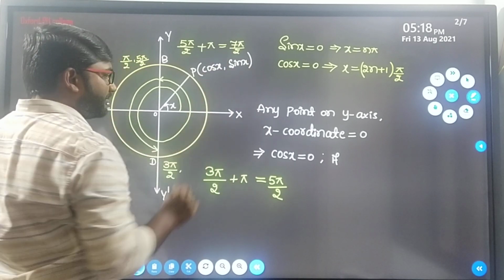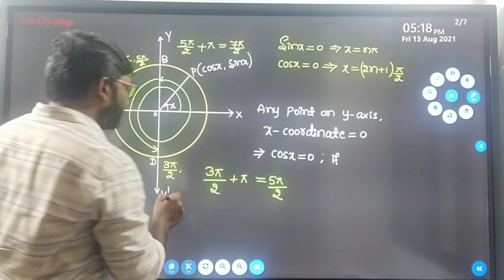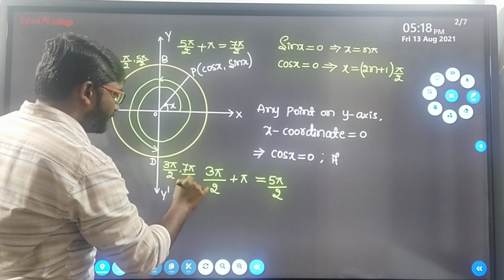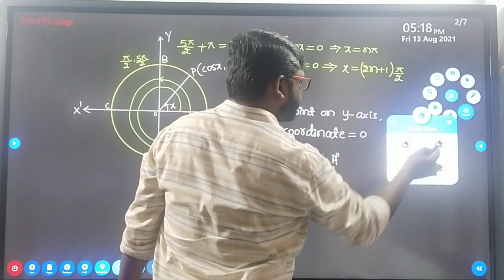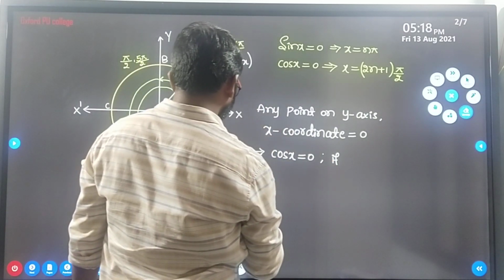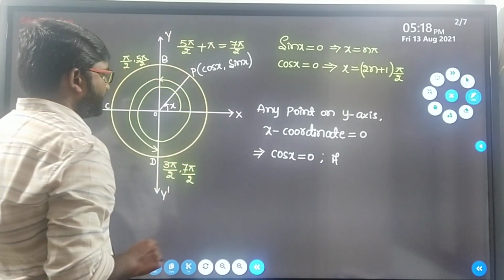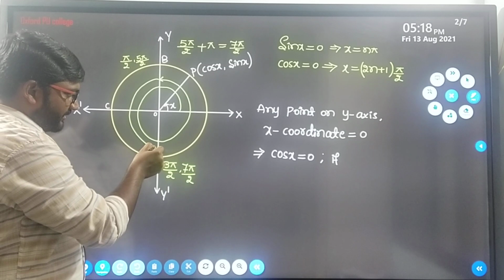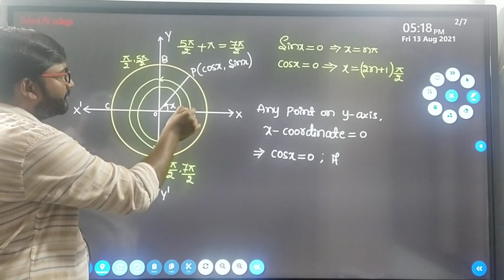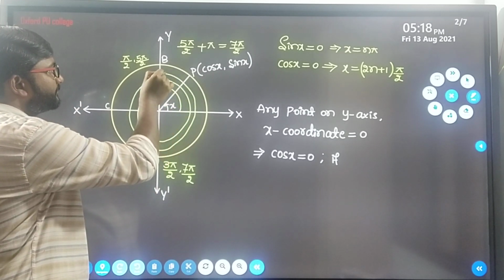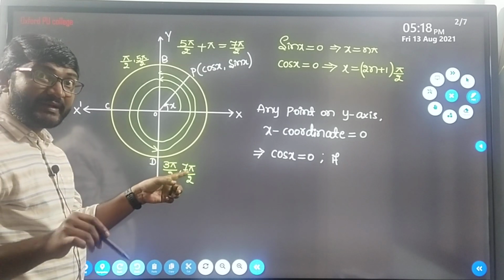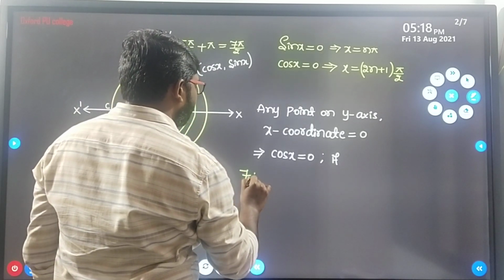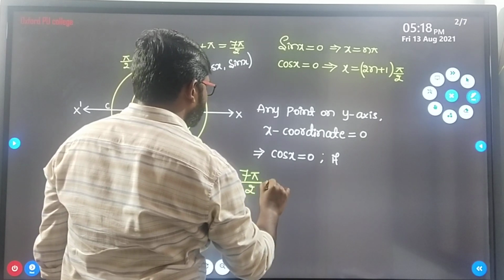by 2. So what we have now? 7 pi by 2. So I can write that angle here, 7 pi by 2. Till here it is 7 pi by 2. So from here again I'll go back to the positive y-axis. So 7 pi by 2 plus pi. So what we get? 7 pi by 2 plus pi.